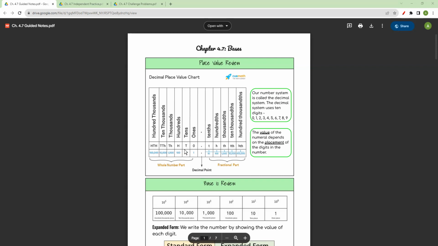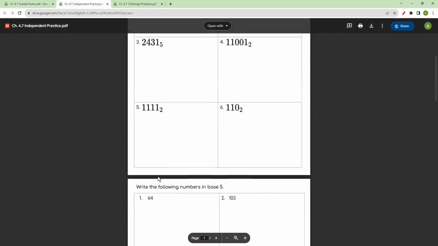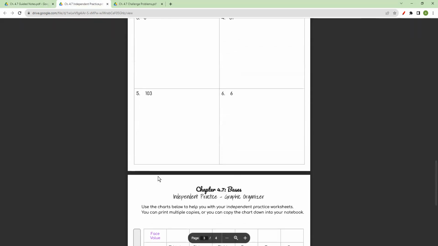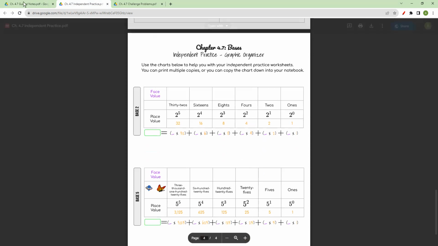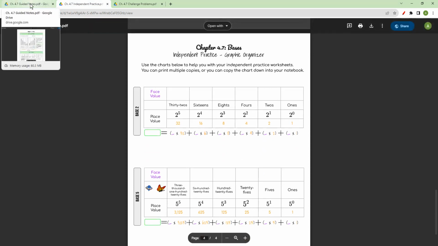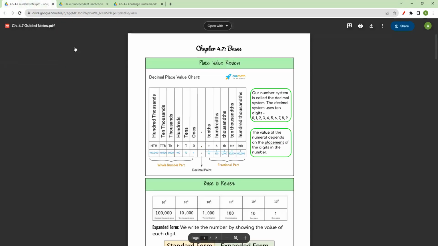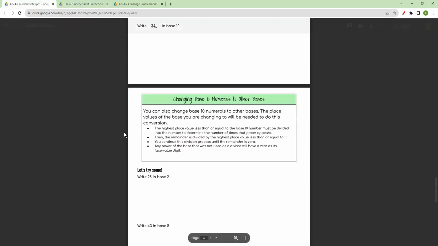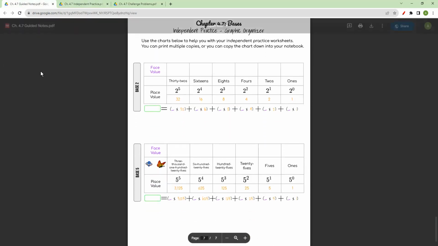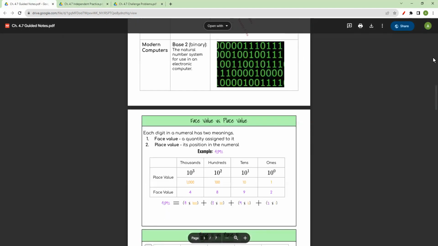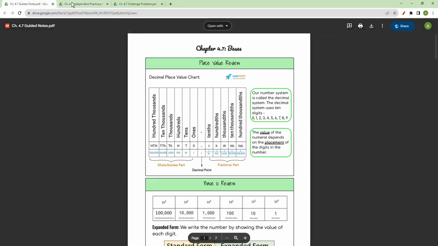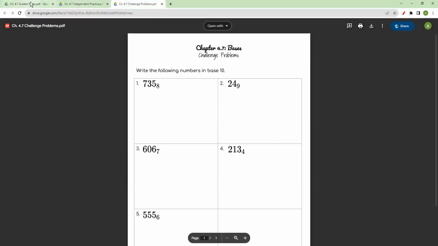So for the class today, you'll need your guided notes. After class, there's 3 pages of independent practice, but at the end, I put a little graphic organizer to help you, which will make more sense at the end of the lesson. This same graphic organizer is also at the end of the notes, so you have 2 copies, really. You can print as many copies as you need. I'll explain that later. So you have guided notes, independent practice, and challenge problems. I'll explain why these are challenge problems at the end of class.